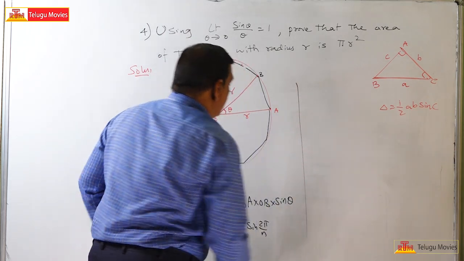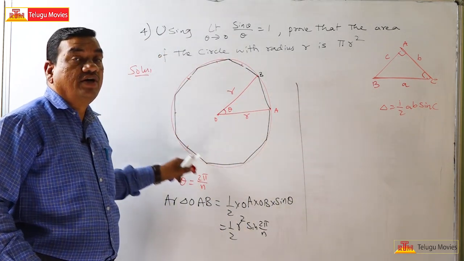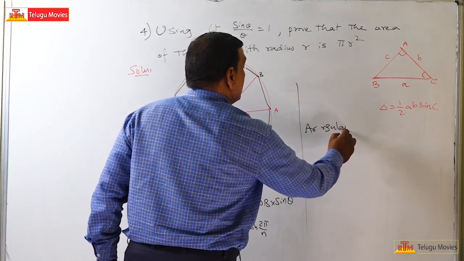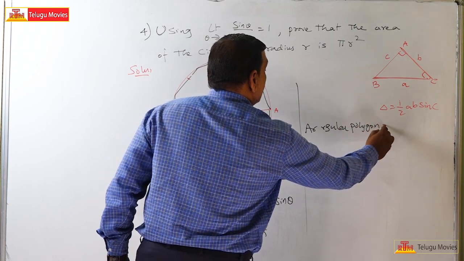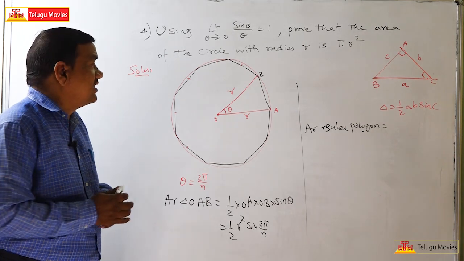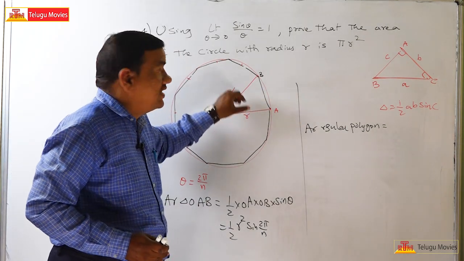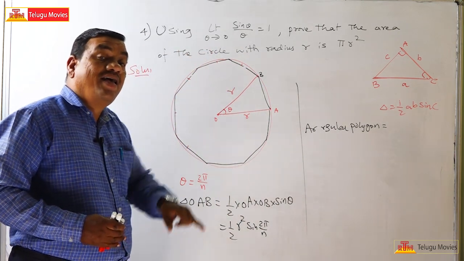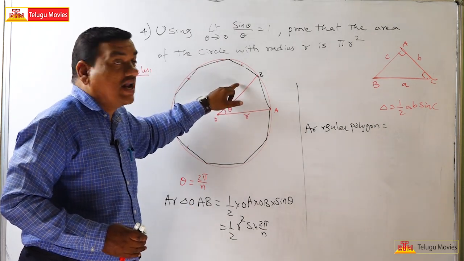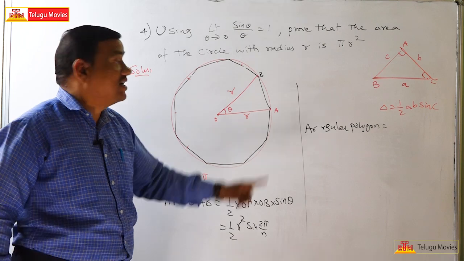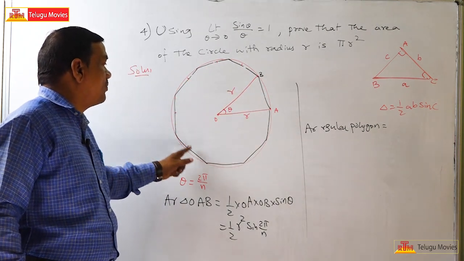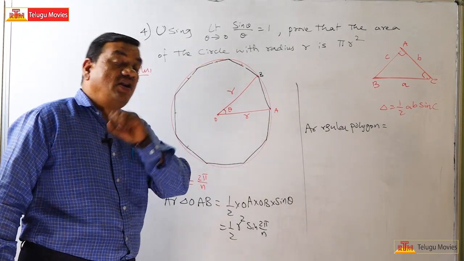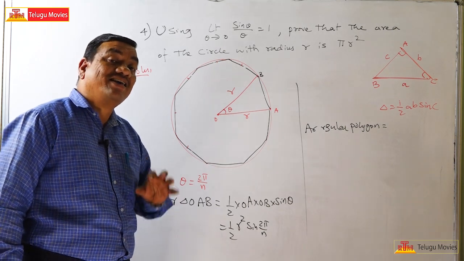Now, see the area of the polygon. So, I want to find out the area of the regular polygon. What is the area of a regular polygon? See here how many triangles are there? Each side has one triangle. How many sides are there? N sides are there. All triangles are equal in area. Why? Because it is a regular polygon. All sides are equal. That's why all n triangles will have equal area.